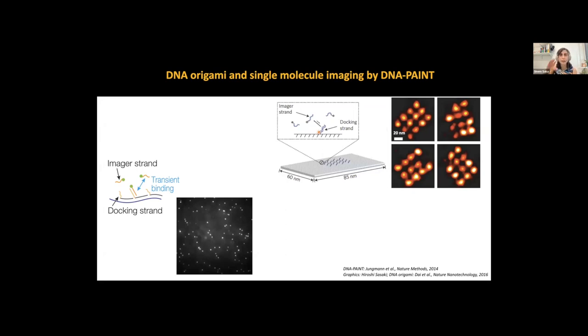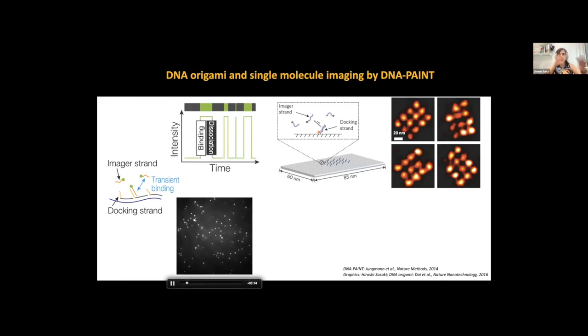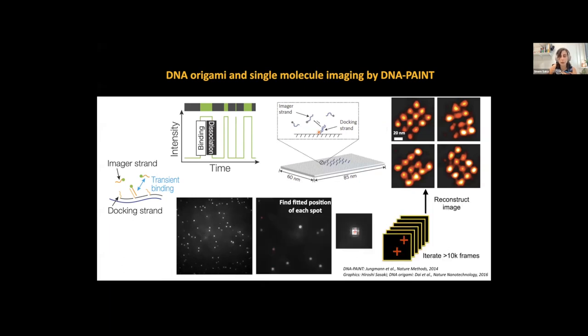In this case, the same approach is being used, but the imager and docking site interaction is designed to be very transient. So binding happens and then dissociation happens very often, spontaneously. This gives a blinking behavior where things bind and unbind with predictable binding times. Every time something binds, you can detect a peak, and when it unbinds, the signal is lost in the background. And this way you can, of course, do single molecule reconstruction by doing iterative imaging.